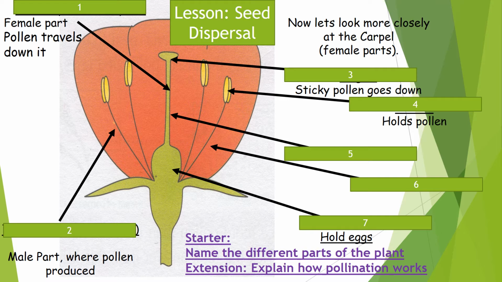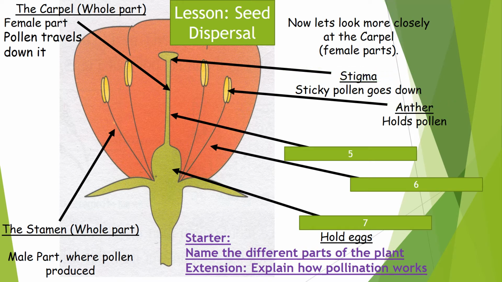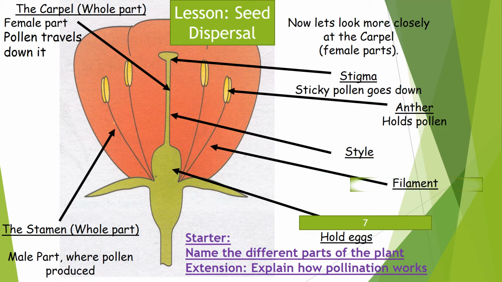Okay, hopefully you've written 1 to 7 and labeled the different parts of the flower. Let's go through the correct answers now. Number 1 is the carpel. Sorry, I couldn't see that there. Second one is the stamen. Number 3, you should have stigma. 4, you should have the anther. 5, the style. 6, the filament. And 7, you should have got the ovary.